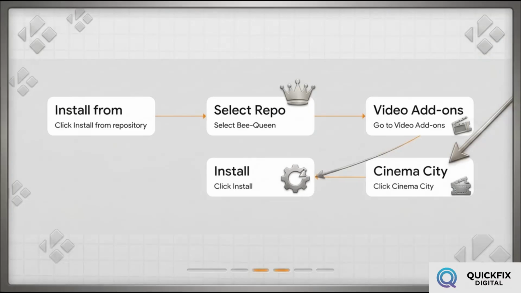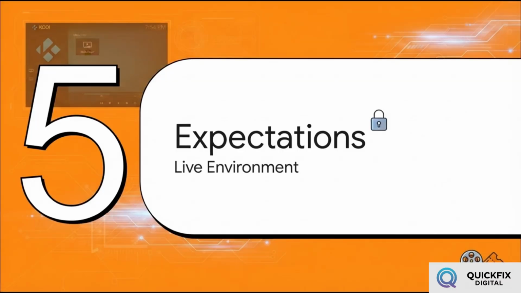We are in the final stretch now. Click Install from Repository right there on your current menu. Select Be Queen, navigate your way down into Video Add-ons, and boom, there's our target, Cinema City. Click it, hit Install, and you can just sit back while your system handles the rest of the integration. Easy, right? Wrapping things up with Section 5, End-User Operational Expectations.